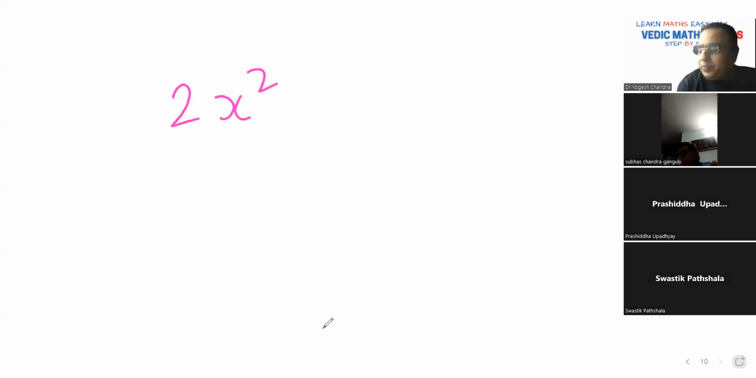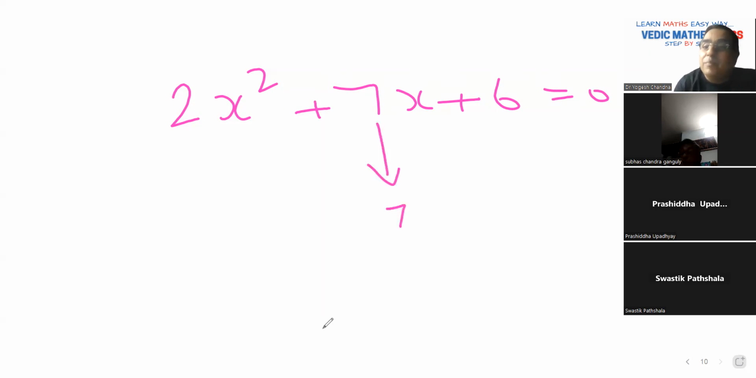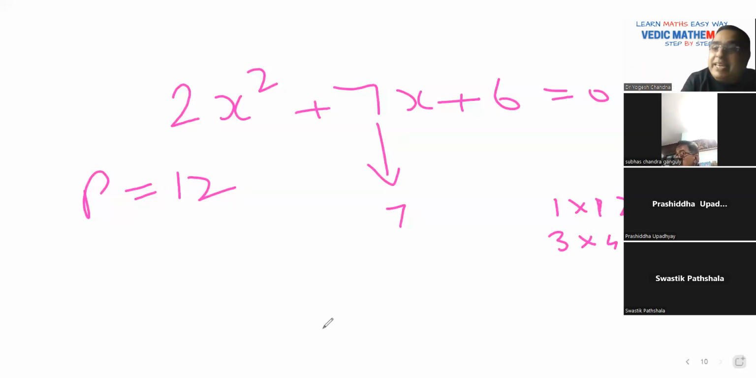2x square plus 7x plus 6 is equal to 0. So now we want sum as 7, but at the same time, we want product as 12. So how can we get 7 as a sum and product as 12? 1 into 7, no. Sorry, 1 into 12 cannot be done. 2 into 6, no. 3 and 4. So 3 plus 4.